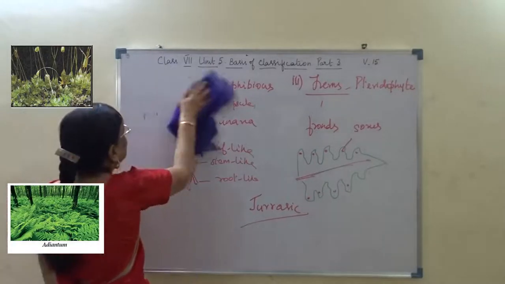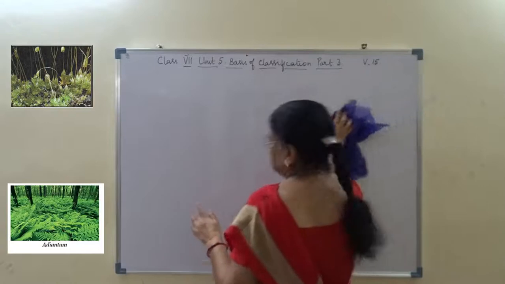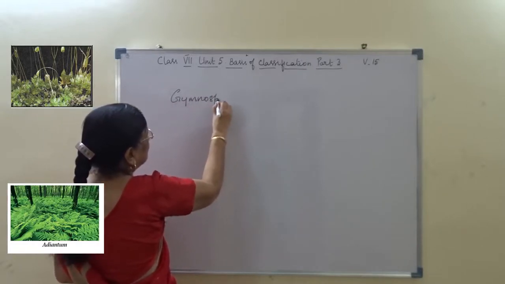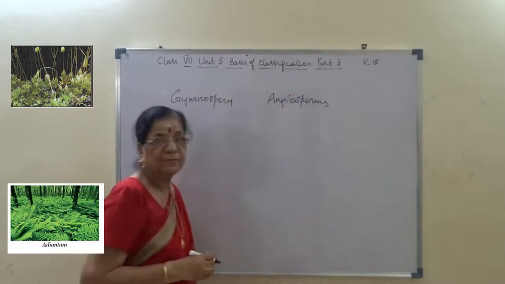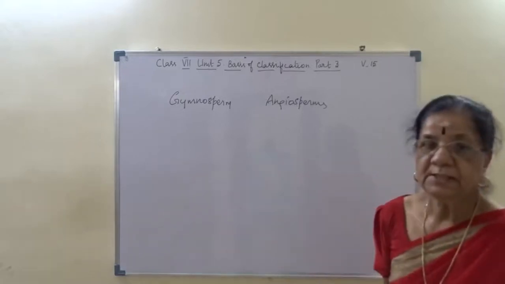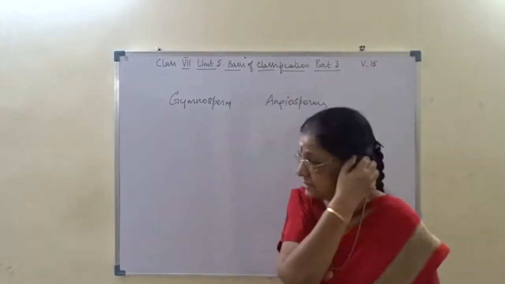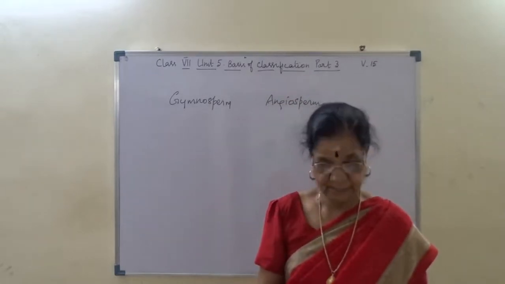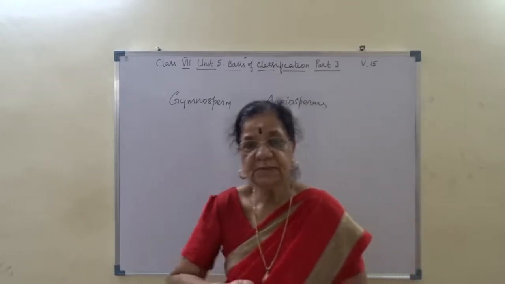Next one, plants that produce seeds. Plants that produce seeds are gymnosperms and angiosperms. They are phanerogams. Okay, we'll just continue. Gymnosperms are seed producing, but they are non-flowering plants, whereas angiosperms are flowering plants. I hope you understand. But before I go to that, this is a small additional information for algae.